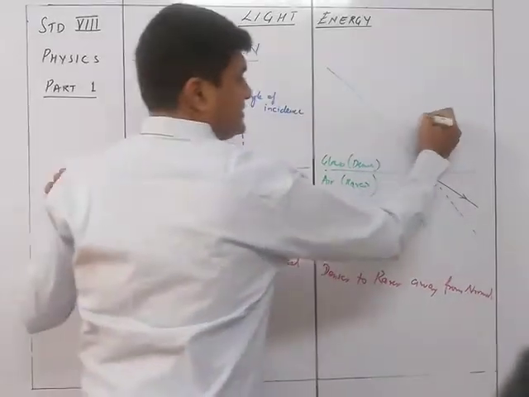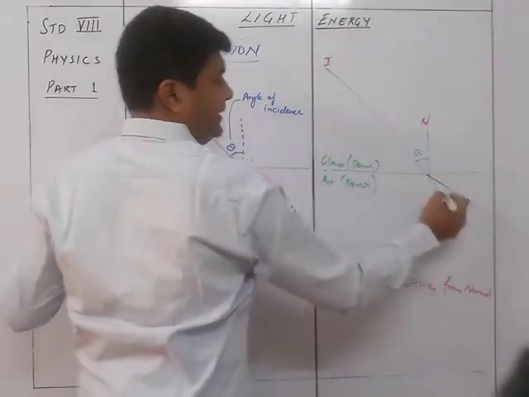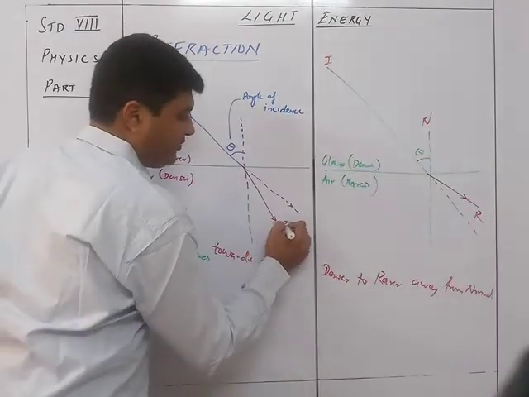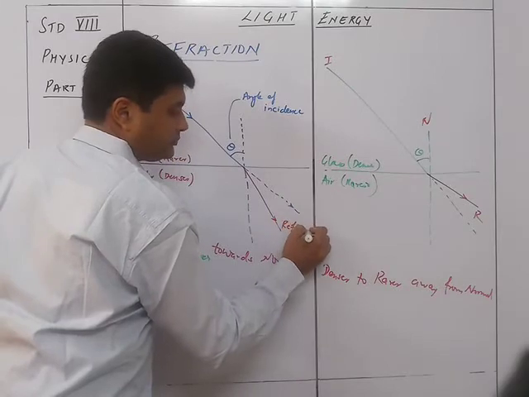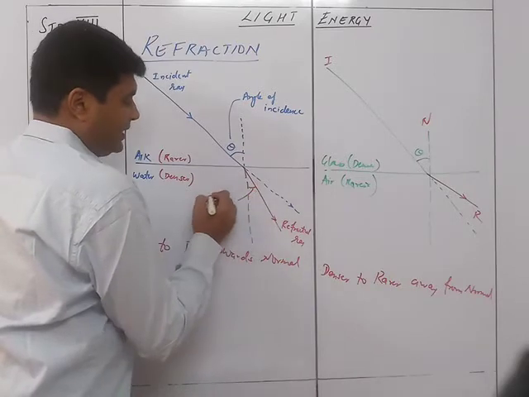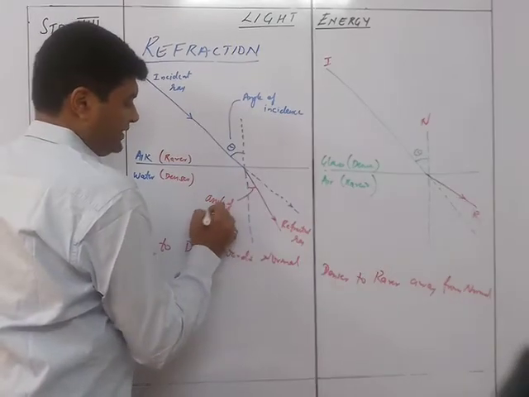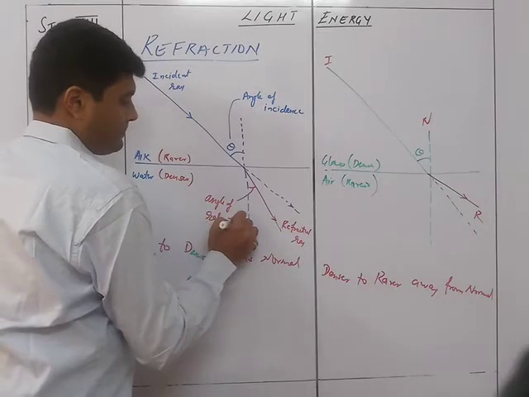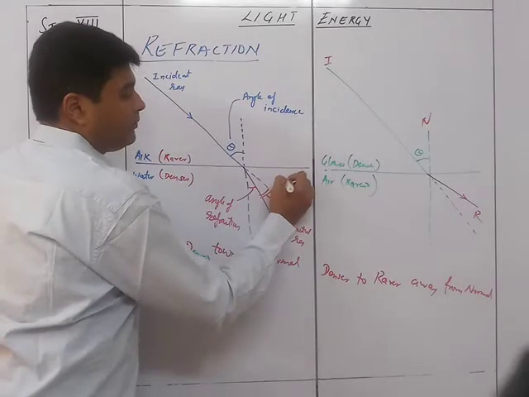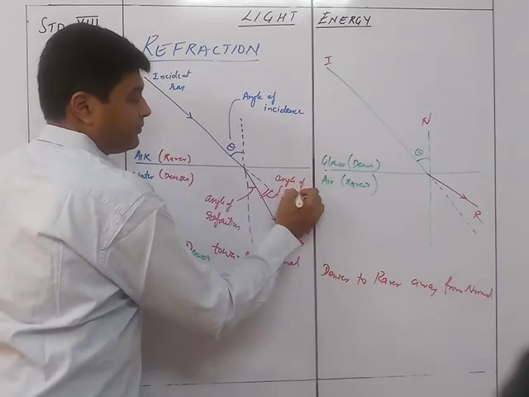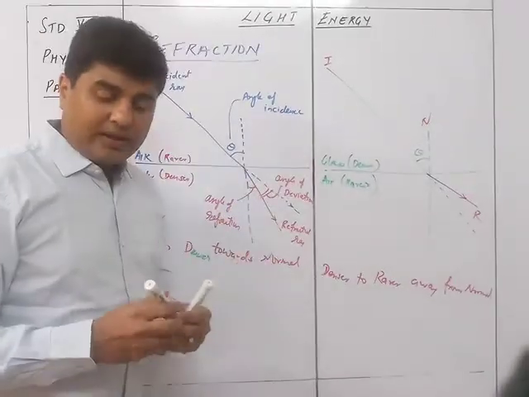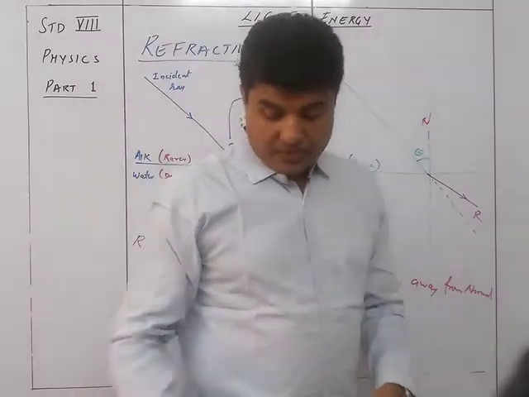Okay, this is the normal. This is the incident ray and this is the refracted ray. This angle over here will be called the angle of refraction. And the change in the path over here, this angle, is called the angle of deviation, because it has deviated from its original path. The more it deviates, that is called the angle of deviation.